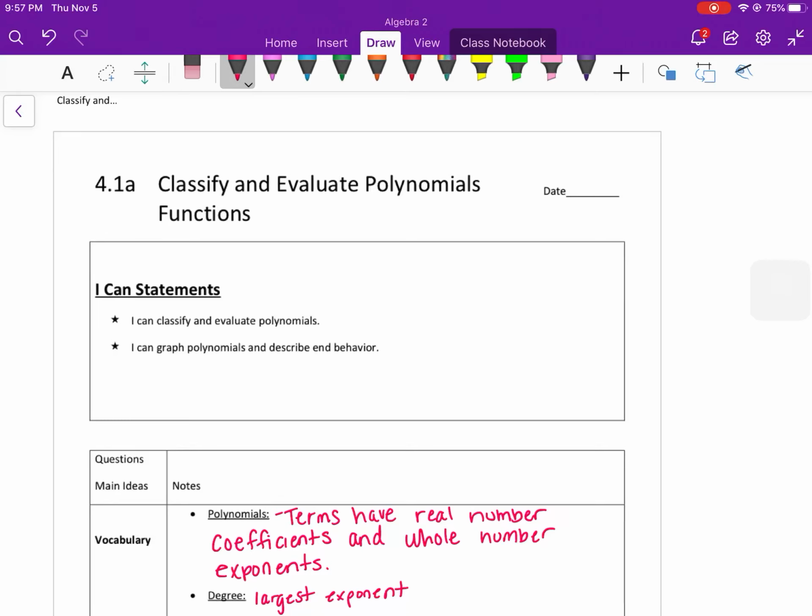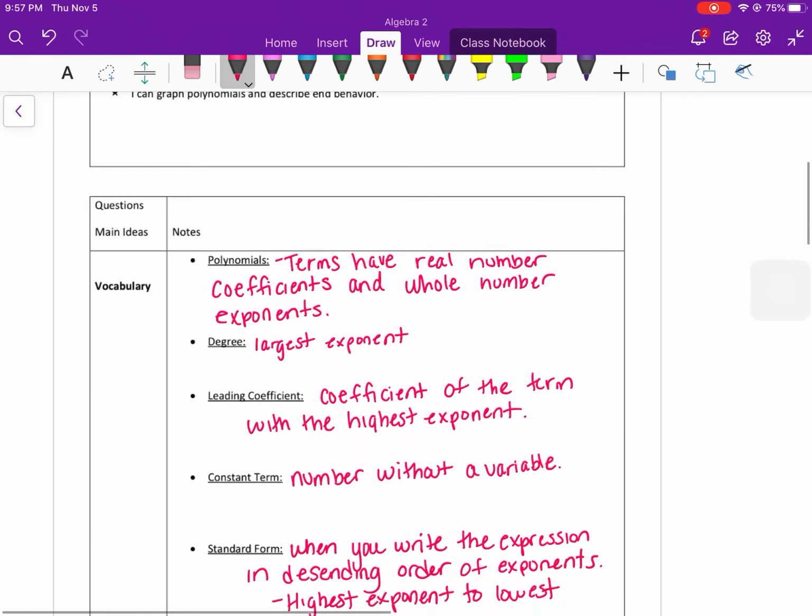Hey class, this is the start of Unit 4, second quarter. We made it so far. So we're going to start out with classifying and evaluating polynomial functions.